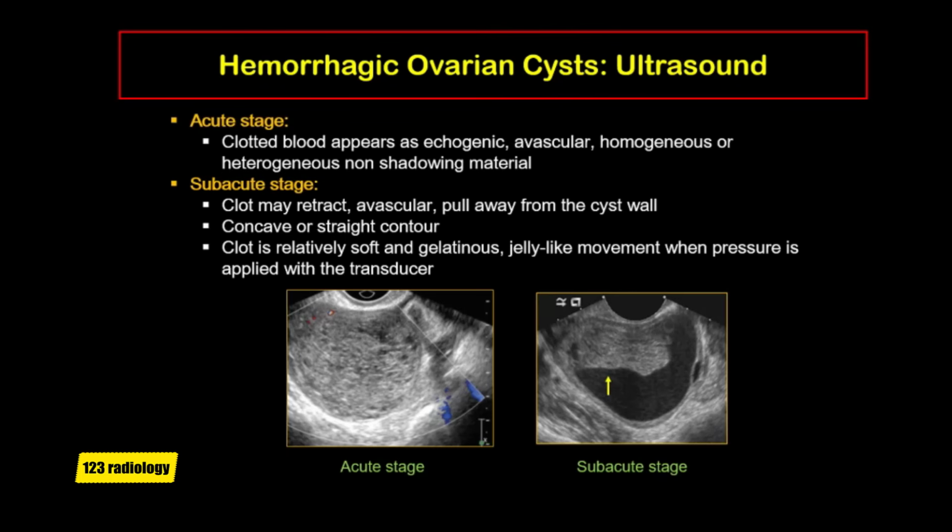Since the clot is relatively soft and gelatinous, jelly-like movement will occur when pressure is applied with the transducer. In contrast, a neoplastic mural nodule is vascular and has a convex surface contour. And because it is firm, it will not move when pressure is applied with the transducer.